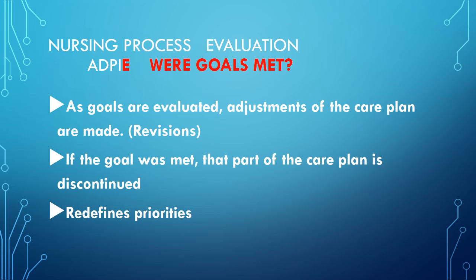Were the goals met? As goals are evaluated, make adjustments or revisions to our plan of care. If the goal was met, that part of the care plan is discontinued. We sometimes refer to it as the problem dropping off the list. And that allows us to redefine priorities, because as some things drop off the list, other things sort of bubble up as being the next most important. Or as we continue to assess, new problems may develop that automatically go to the top.